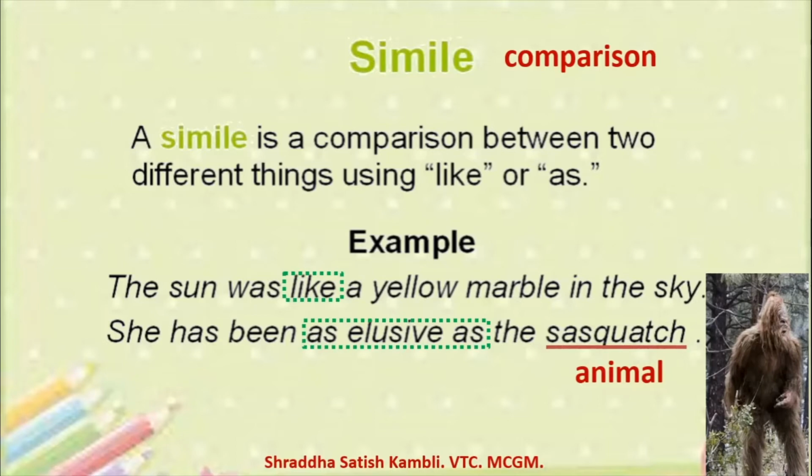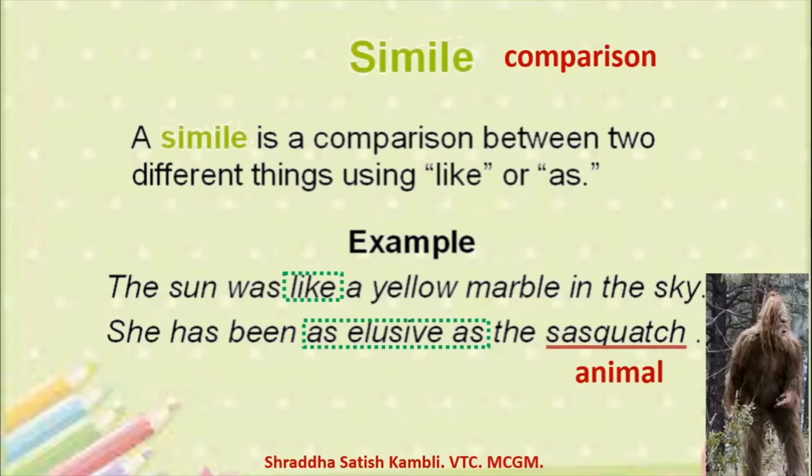So now see, what have we done? We have used the word like to compare the sun with the marble. We have used the word as to compare her with an animal which is elusive. That is why simile means just a comparison between two things using the words like or as.